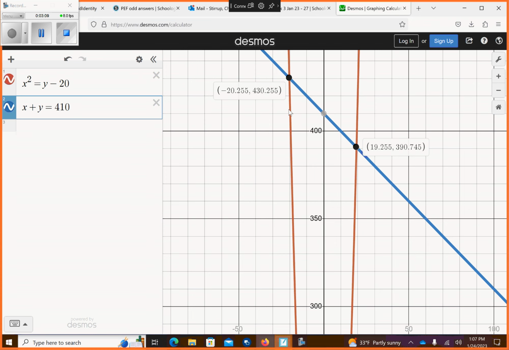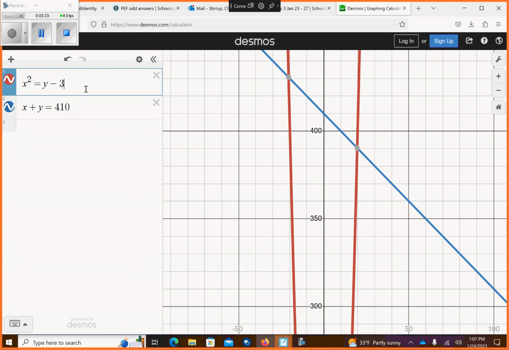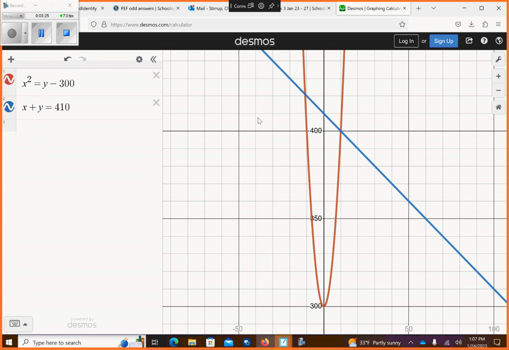Well, I did it a different way, and I got a completely different answer that came out as seeming correct. Oh, you know what? I didn't plug the right top equation in. Should have been minus 300 on top. There we go. So now that should be better. So negative 11, 421, and 10, 400. Is that close? Hey, then you did it right.